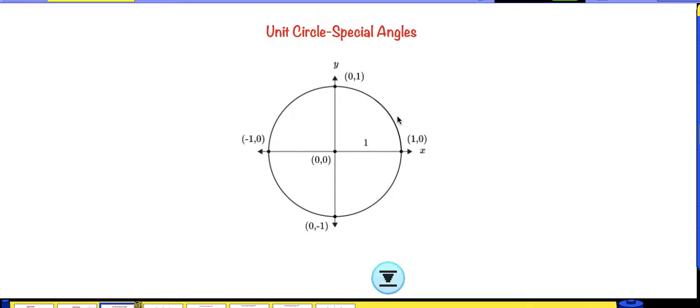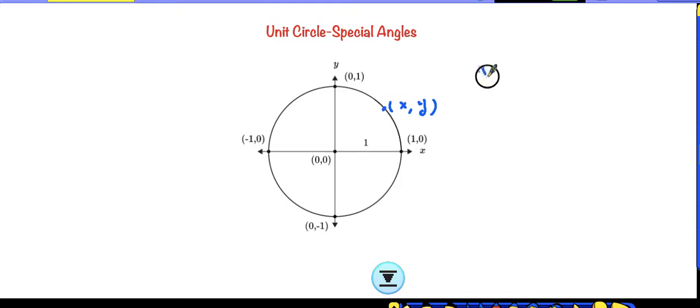So let's have a quick review. Yesterday we mentioned that for the unit circle, the center is on the origin and the radius is 1. And for any random point here, we know x squared plus y squared equals 1, because that's the equation for the unit circle.